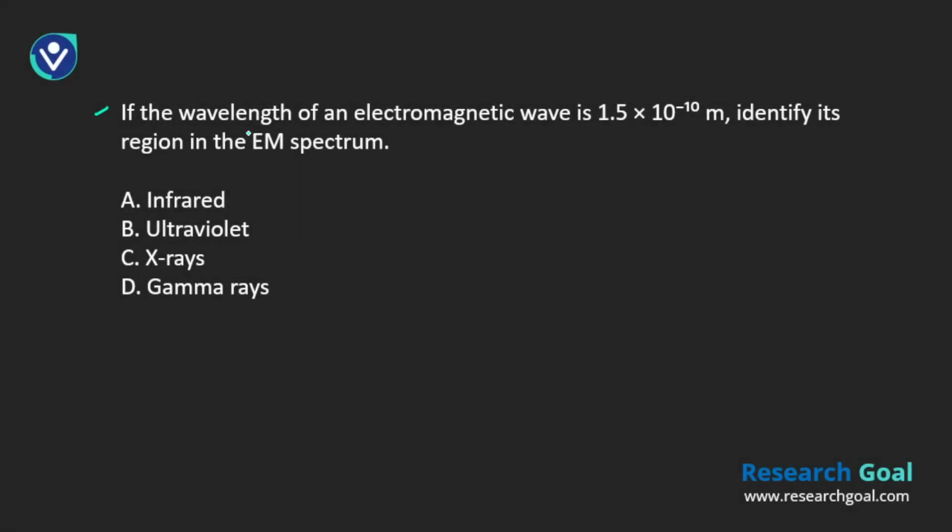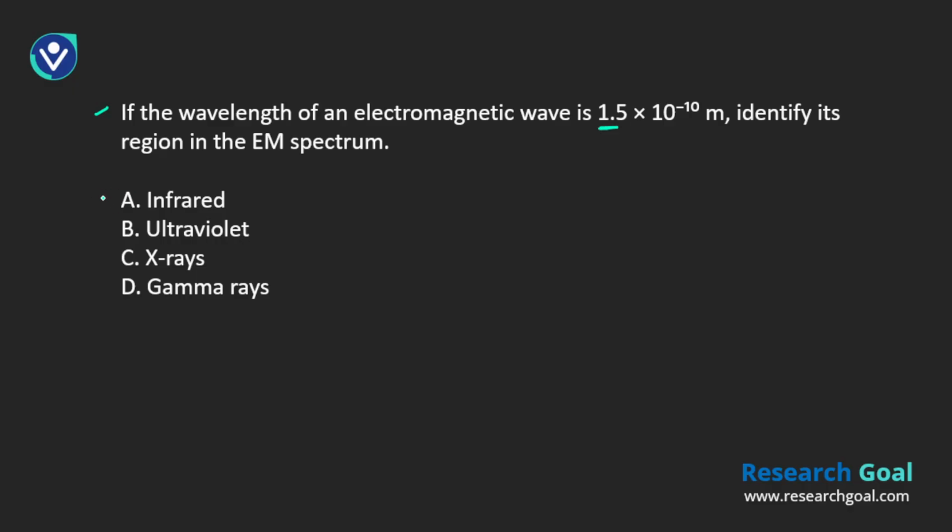All right, if the wavelength of an electromagnetic wave is 1.5 multiplied by 10 to the power minus 10 meters, identify its region in the EM spectrum. All right, this question is from the electromagnetic spectrum. Option A, infrared. Option B, ultraviolet. Option C, X-rays. Option D, gamma rays. This is a remember-type question, so I hope you remembered the regions and their wavelengths. I hope you have selected the correct option.